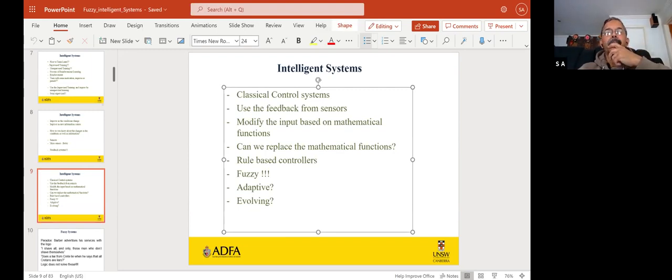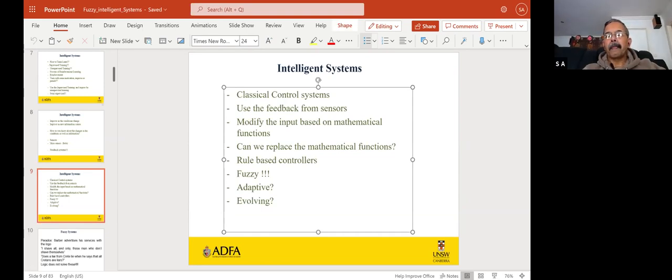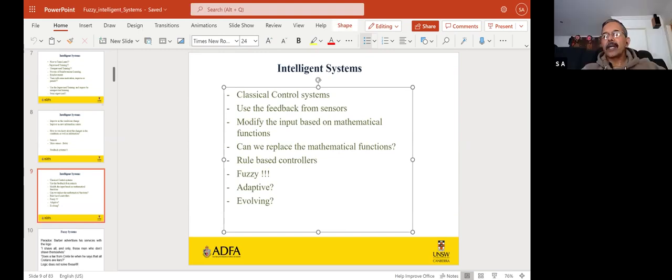Any idea what is adaptive? What is adaptive? Are you all adaptive? Yes. Are you all adaptive? Yes, no? So are you all adaptive?